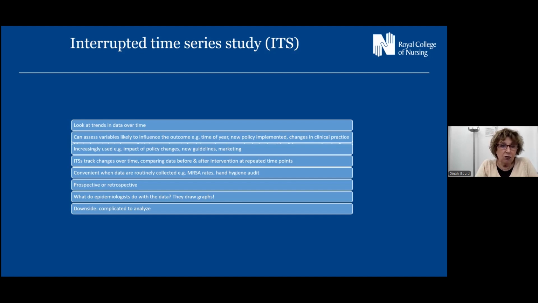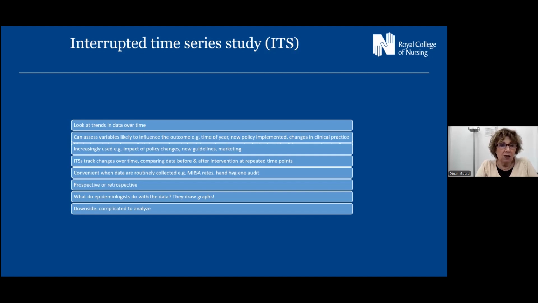ITSs track changes over time, and they compare data before and after the intervention at repeated time points. They're very convenient when we collect routine data anyway, which in infection prevention, of course, we do. We monitor our MRSA rates, we monitor C. diff rates, we monitor rates of other infections in every trust in the country and in private hospitals, because by law we have to. And we all audit hand hygiene, and we do many other audits as well.